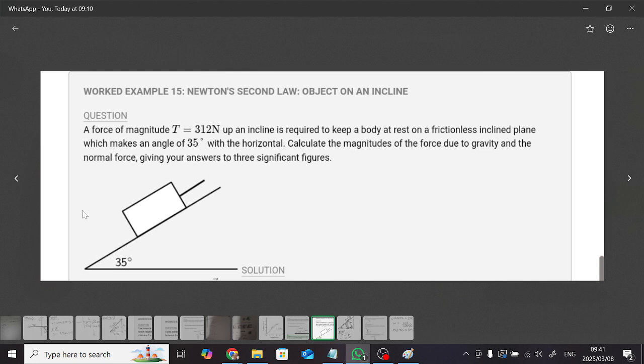To go over this question, if we had an incline with a block over there, the question says a force of magnitude T equal to 312 newtons up an incline is required to keep a body at rest on a frictionless inclined plane, which makes an angle of 35 degrees with the horizontal. Calculate the magnitude of the force due to gravity and the normal force, giving your answer to three significant figures.